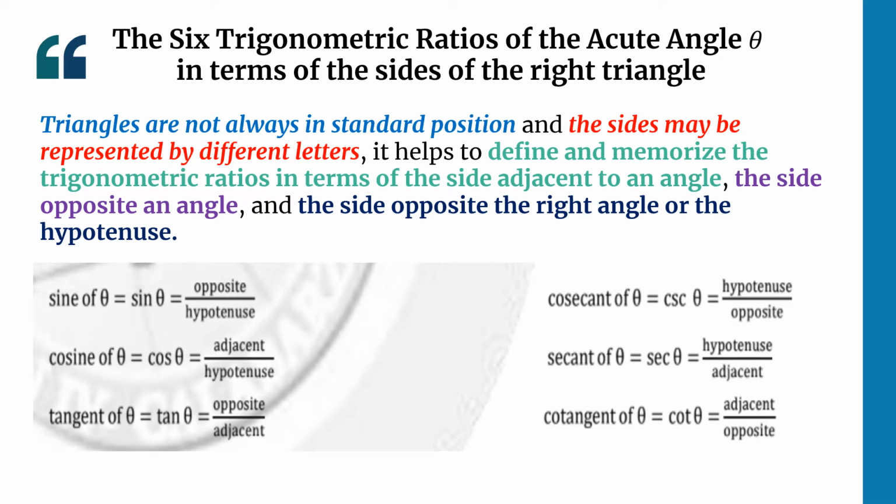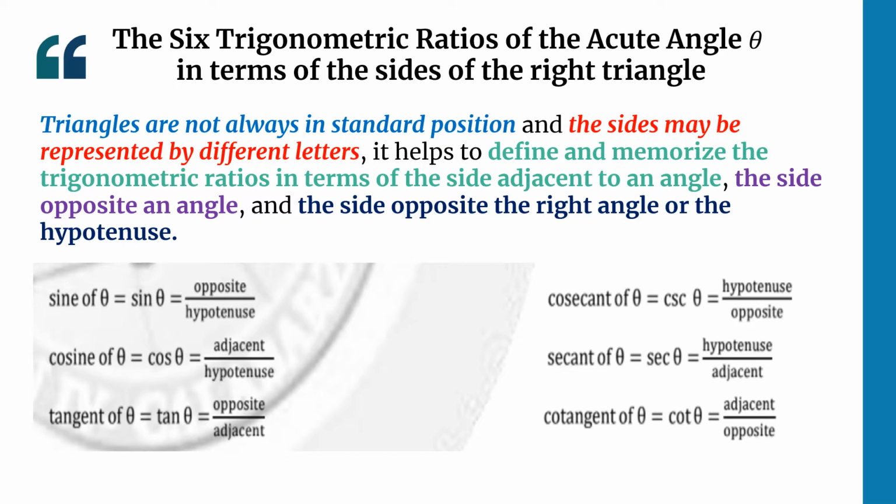Ibig sabihin yan mga bata, once na-identify natin itong three sides na to, yung side adjacent to an angle, side opposite an angle, and the side opposite the right angle or the hypotenuse, it would be easier for you to identify and give the 6 trigonometric ratios out of the 6 trigonometric functions. Now, if you notice, meron tayong 6 trigonometric functions dito sa baba. And these are sine, cosine, tangent, cosecant, secant, and cotangent.